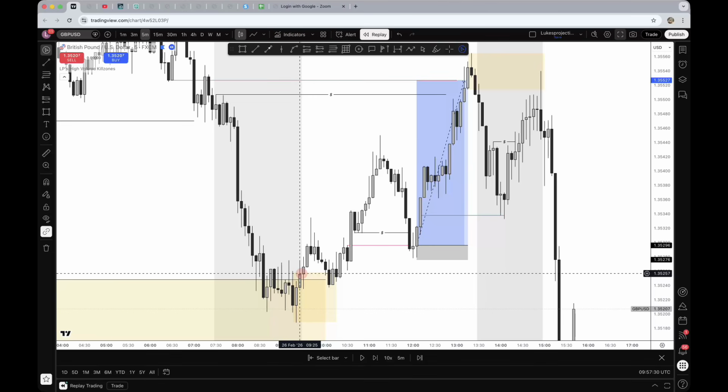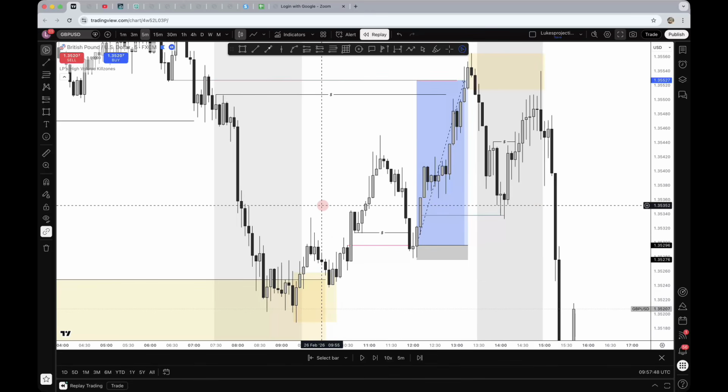I have to be identifying the liquidity on the same time frame as the POI. I will never use a 5 minute POI and then a 1 minute liquidity because the high time frame is always stronger. In this case, it did react from the POI nicely, but that doesn't give us an entry. So we've missed out on that one.